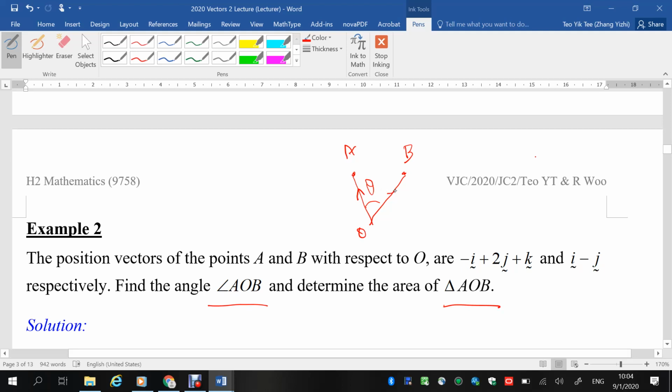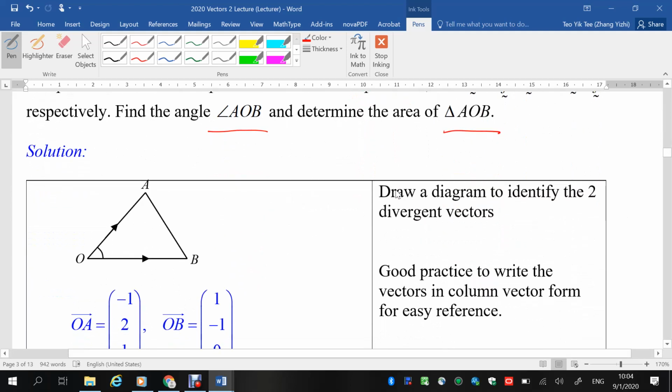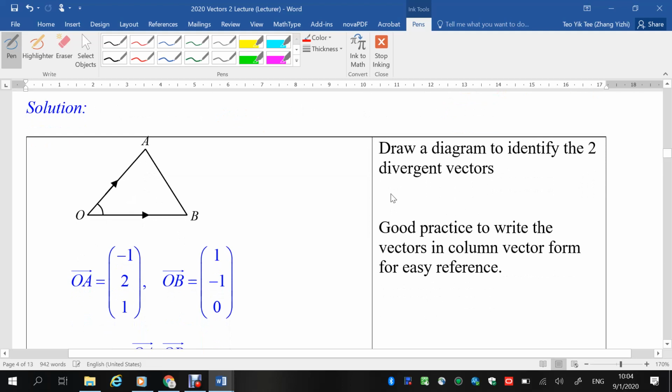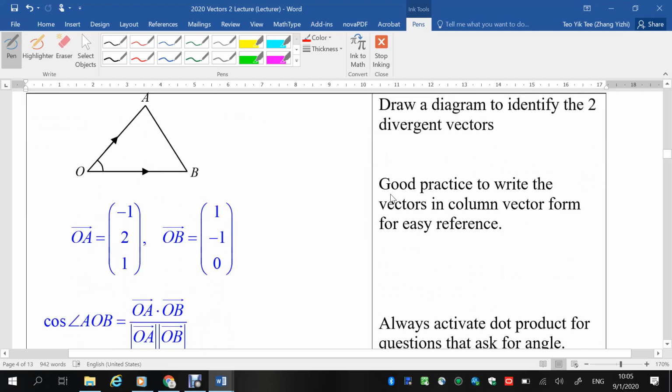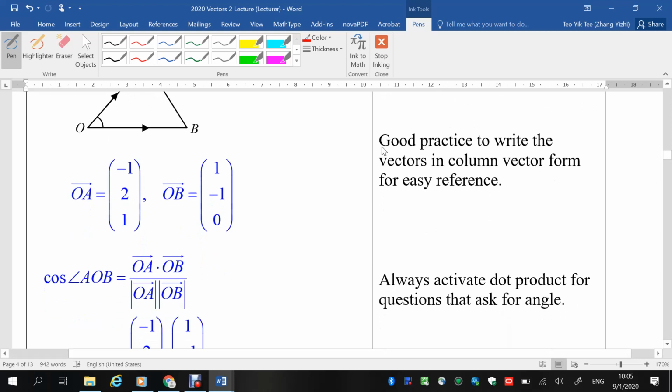So it must be OA dot OB. I cannot do OA dot BO. Cannot. Either I use OA dot OB or I use AO dot BO. Either both in or both out. Can. So draw, identify your angle, write down in column vector. The right column gives you your thought process. The left-hand column gives you your actual working. Always good practice to write down in column vector.